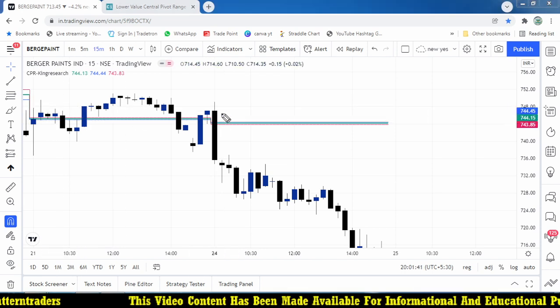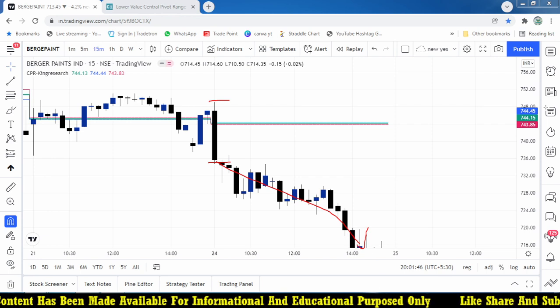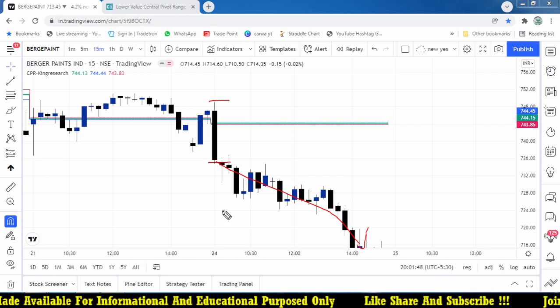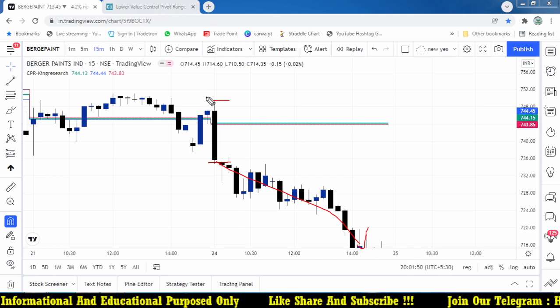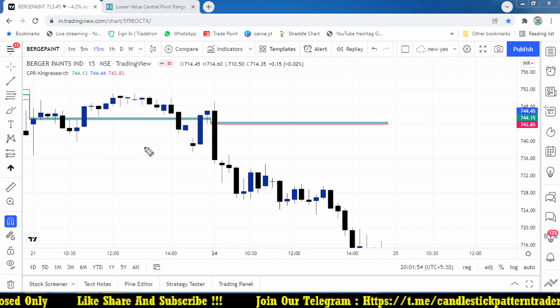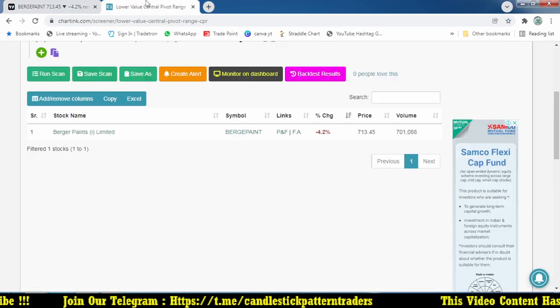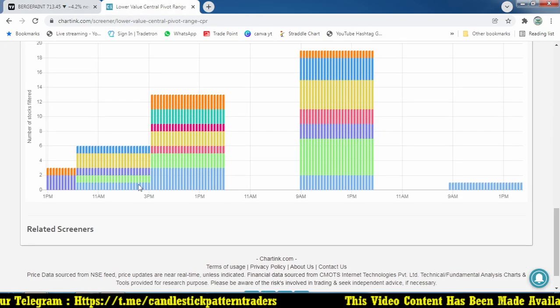So that is the first 15 minutes breakout. We can follow this stock, and it has fallen very big, from 736 to 706. Almost 744 should be the stop loss. But the logic which I used is that the stock must open above the previous day's range. If we get that kind of thing, we may have such a great opportunity.